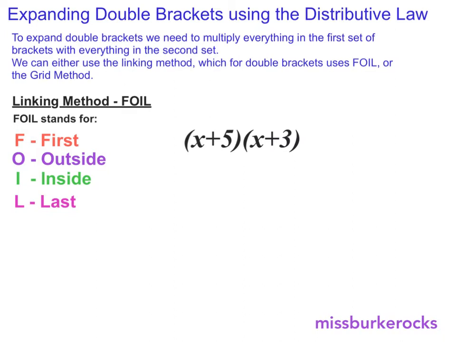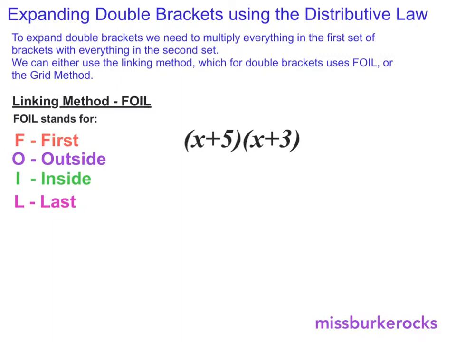Okay, so we're going to be looking at expanding double brackets using the distributive law. So remember, when we're expanding brackets, we're multiplying out. So we're going to multiply everything in the first set of brackets by everything in the second. When we're doing this, we can use either the linking method or the grid method. So I'm going to start with the linking method. That's called FOIL when we're using it with double brackets.